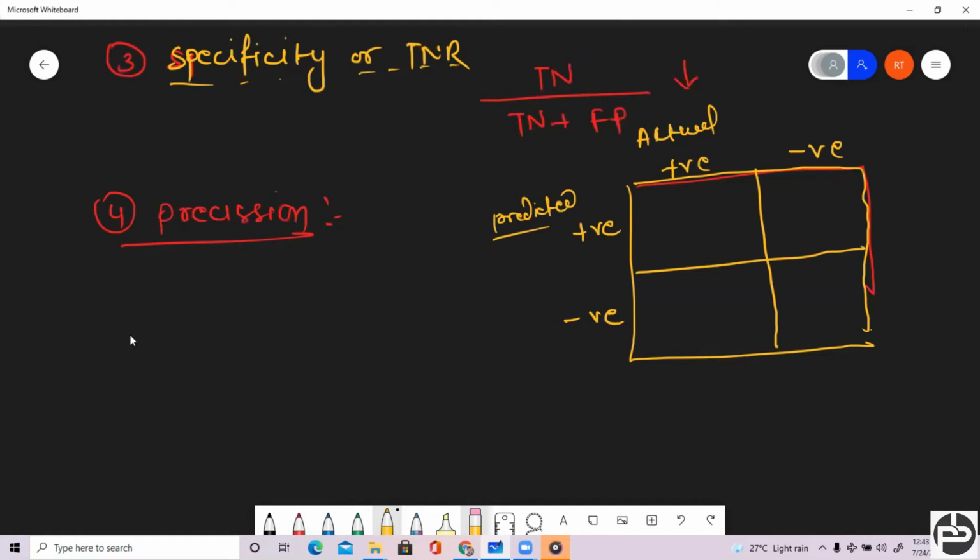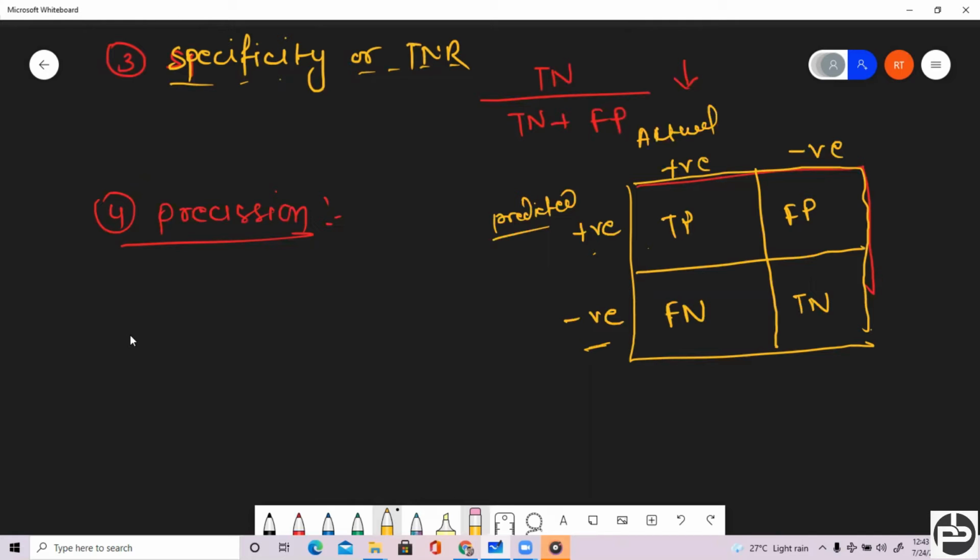True positive is actually positive, and the model is also saying positive. If it is actually negative, but the model says no, you are positive, then it is falsely identified as positive. This is known as the false positive. Then this block: this patient is actually positive and the model is saying no, you are negative, so it is falsely identified as negative. Similarly, if the patient is actually negative and the model is also saying negative, it is known as the true negative. Hope you understood this diagram.